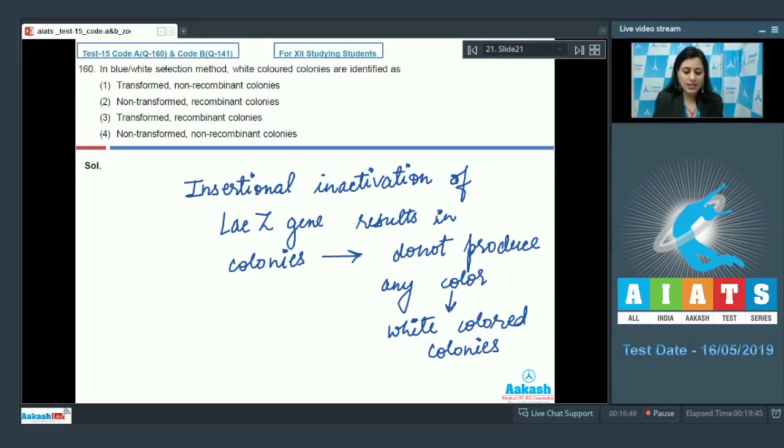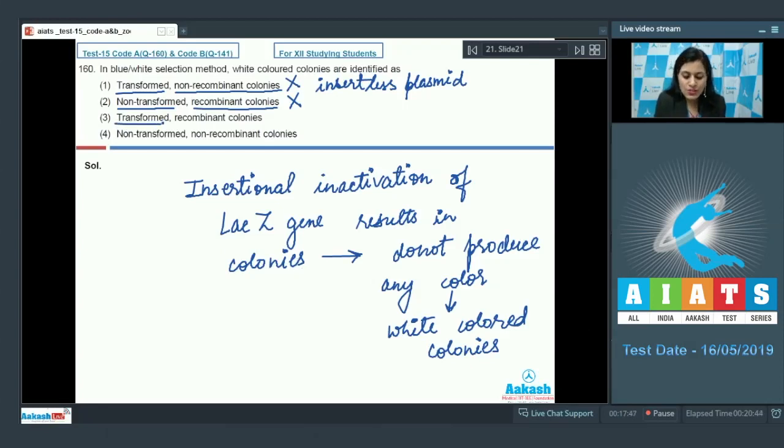Now the very first option given is transformed and non-recombinant colonies. And this cannot be a correct answer to our question because transformed non-recombinants, which are insertless plasmid containing colonies, will produce blue colored colonies due to functional lacZ gene. The next option is non-transformed recombinant colonies, and this cannot be a correct answer to our question because non-transformed cells will die in presence of ampicillin.